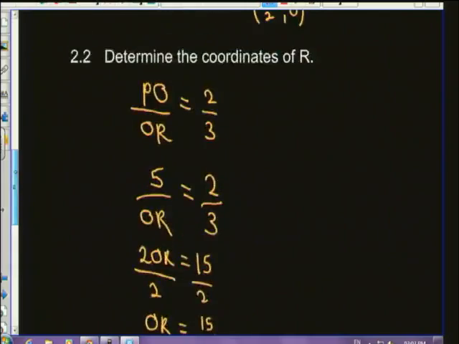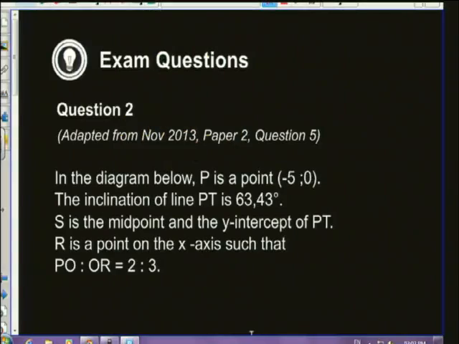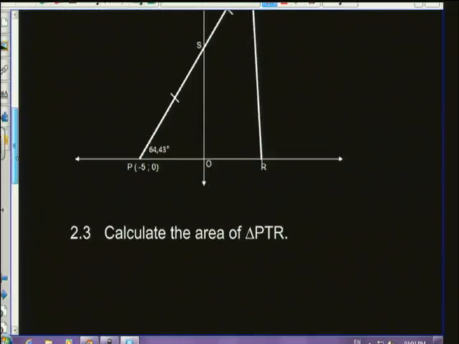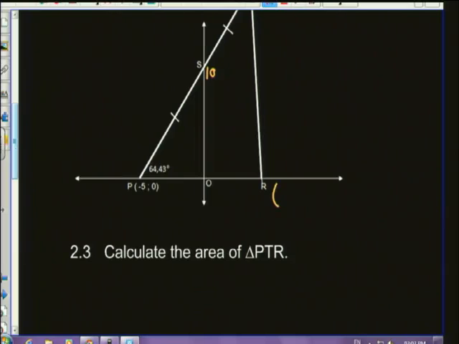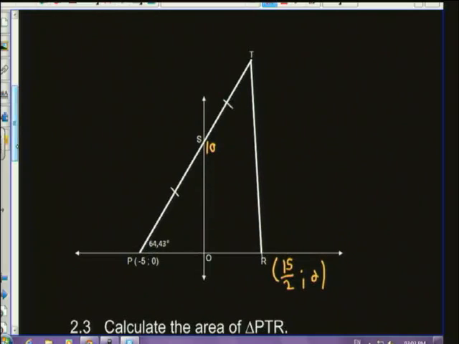Okay, moving on. Question 2.3, we need to calculate the area now of this triangle PTR. Okay, let me just quickly write down what we know. We know that that is 10, but that's not going to help me much. How do we work out the area of a triangle? The formula to work out the area of a triangle is half times base times the perpendicular height. So if I take my base to be PR, that's 15 over 2, 0, I'll now need to multiply that by a perpendicular height.